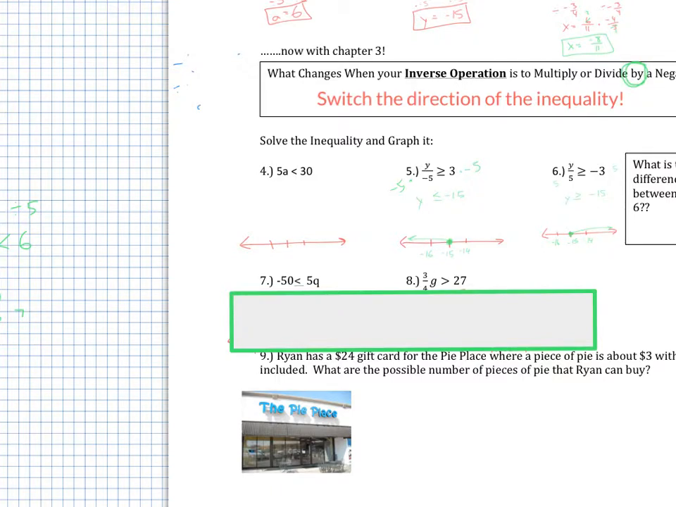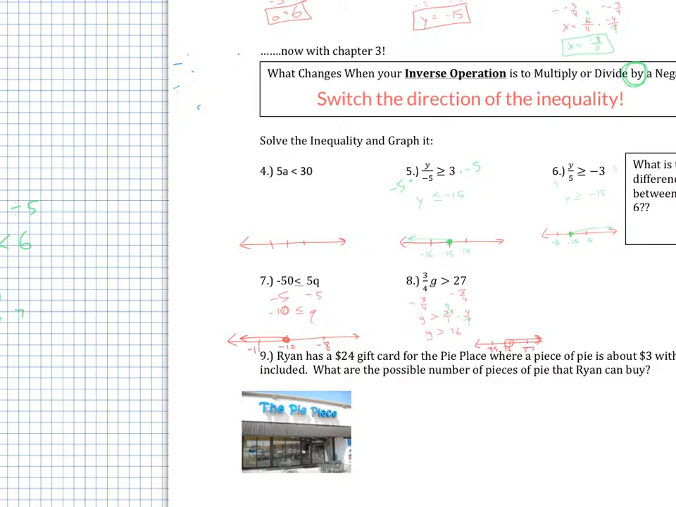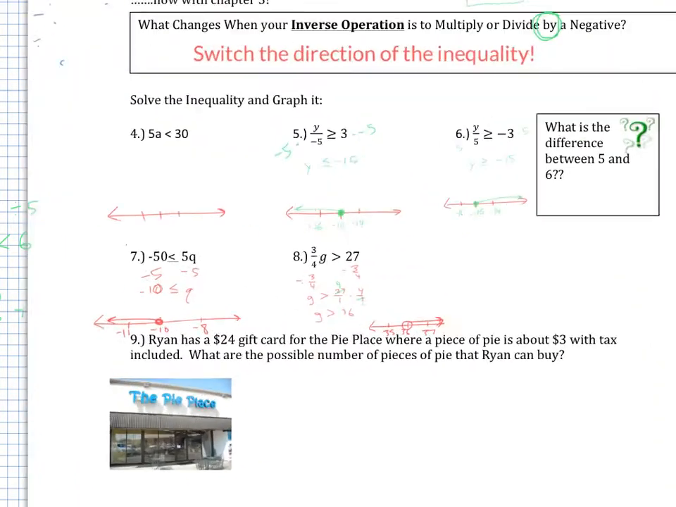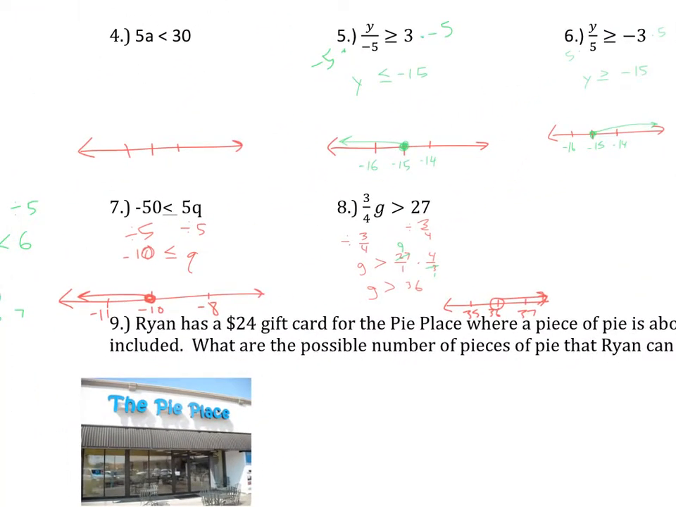Okay, so 7 and 8, pretty straightforward. Number 7. Got to divide by 5. Notice we are not dividing by a negative, so we don't flip the inequality sign. So we have negative 10 is less than or equal to q. So that would be negative. Oh, I got my arrow going the wrong way. I caught my mistake. Always check for errors, ladies and gentlemen. So negative 10 is less than q.